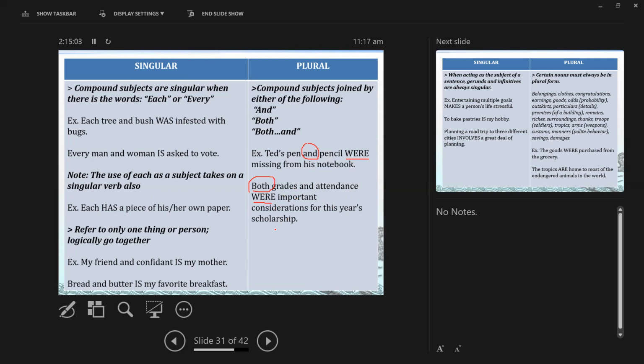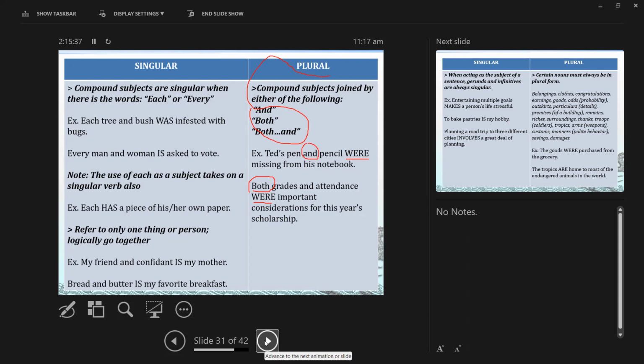So both speaking and writing are included in the test. Important considerations for this year's scholarship. Okay, again, if compound subjects are joined by and, both and, or both, automatically, the verb that you use should be in plural form. Clear?